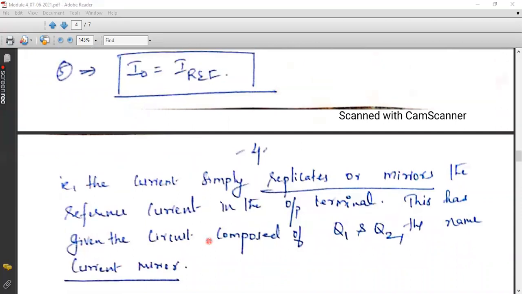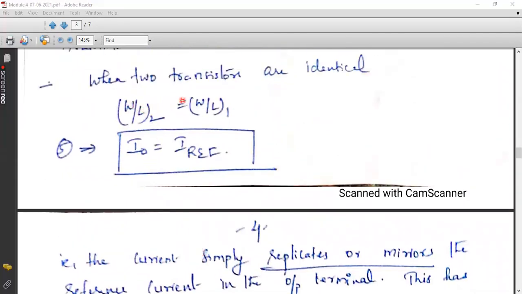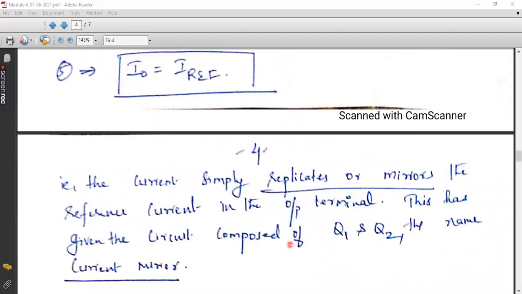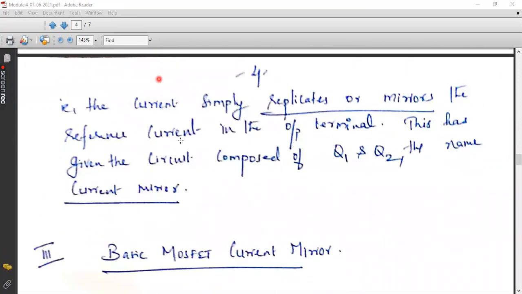That is why this particular circuit is called a current mirror circuit if and only if the two transistors are matched, or identical, in terms of their aspect ratios. Only then you can tell I0 is equal to I reference. In that case, the circuit is called just a current mirror. Clear? Any doubts?